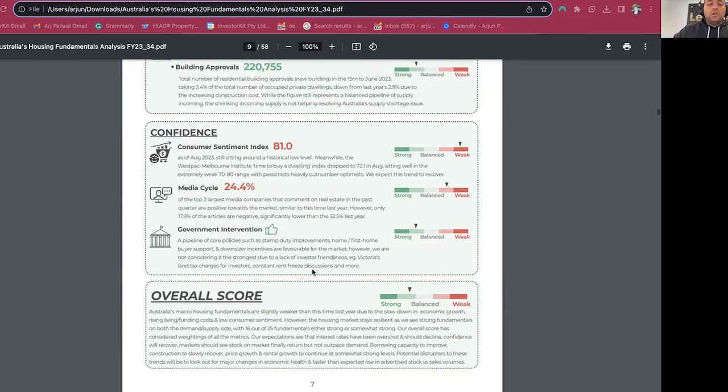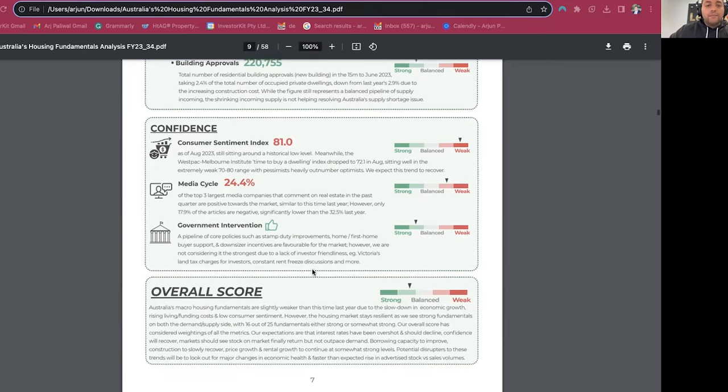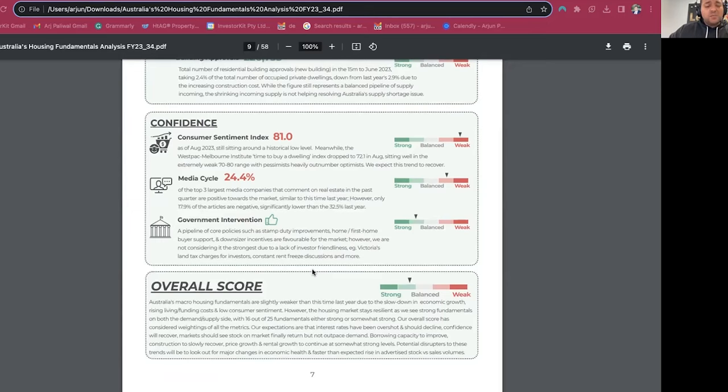And the media cycle is not super weak, now transitioned to kind of weak, which means it used to be very anti-property commentary this time last year. That was at 32.5% negative commentary, but we are now moving to less and less negative from the time before. Government intervention is pretty strong. A lot of benefits, grants, changes around, but not quite that huge stamp duty removal that was there before for New South Wales as an example.